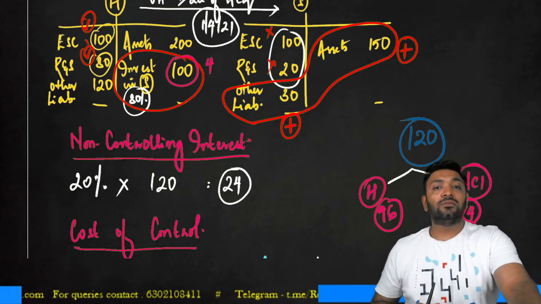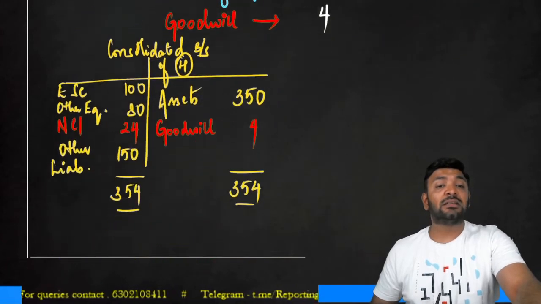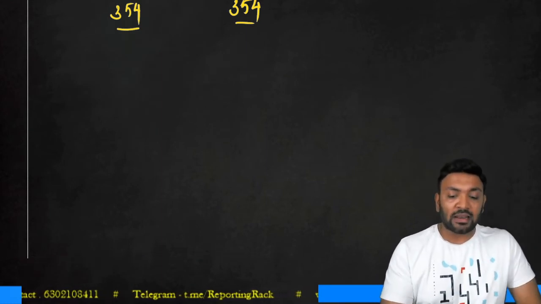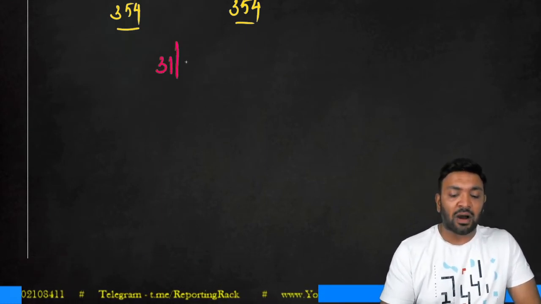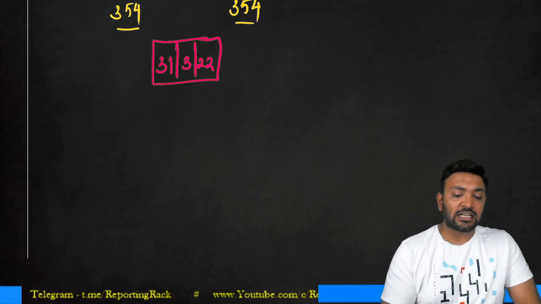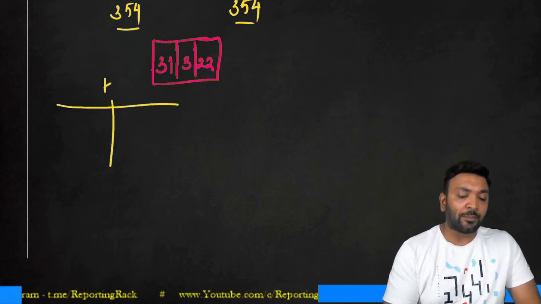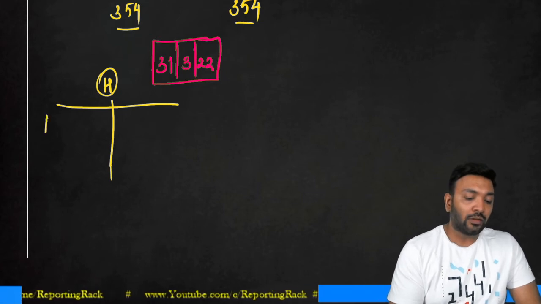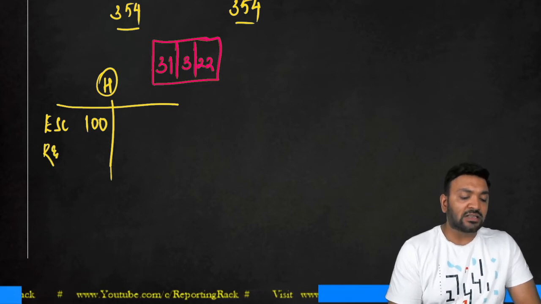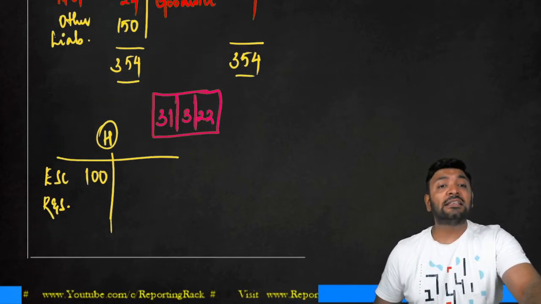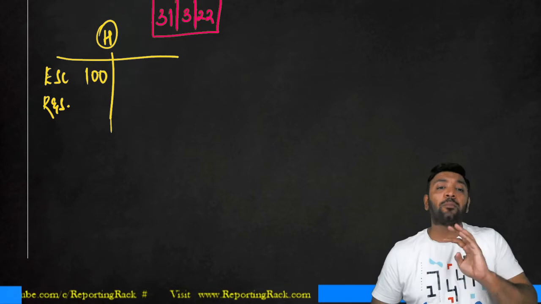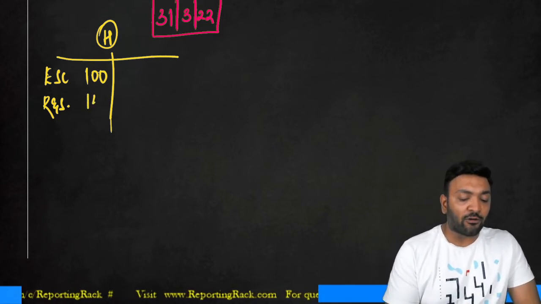Clear? This is how I prepare consolidated financial statements. Let's say I am going to the next year. So I'm drafting the financial statements as on 31st of March, 2022. First, the holding enterprise has an equity share capital of 100 as it is. My reserves and surplus, that is other equity, was 80 in the holding company as on 31st March 2021. So current year profit also got added. Let's say this became 140.